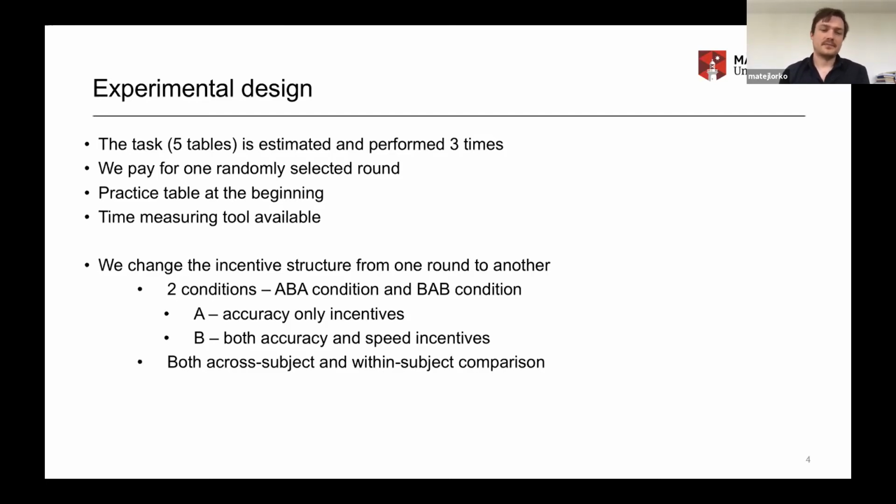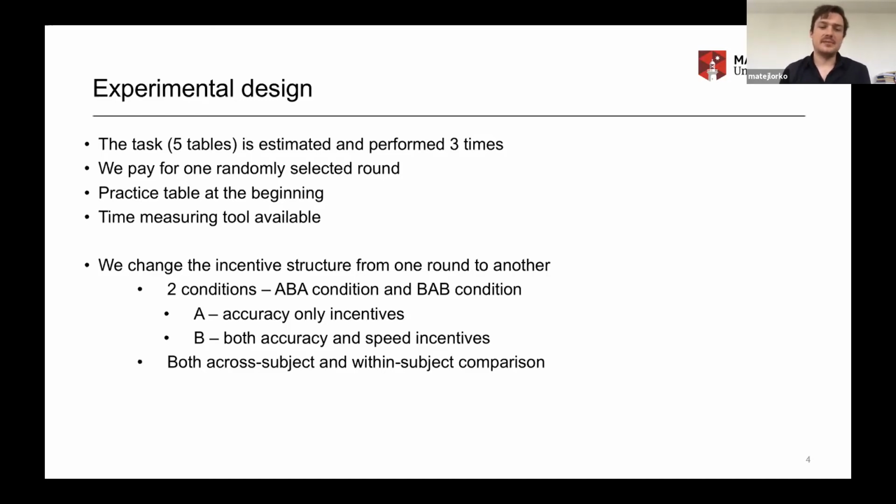In B, we use both accuracy and speed incentives. So the accuracy incentives stay the same, while we also introduce the speed incentives. They are, again, very straightforward. The speed incentives only depend on your actual task duration. So the longer you take to finish the task, the less money you earn.